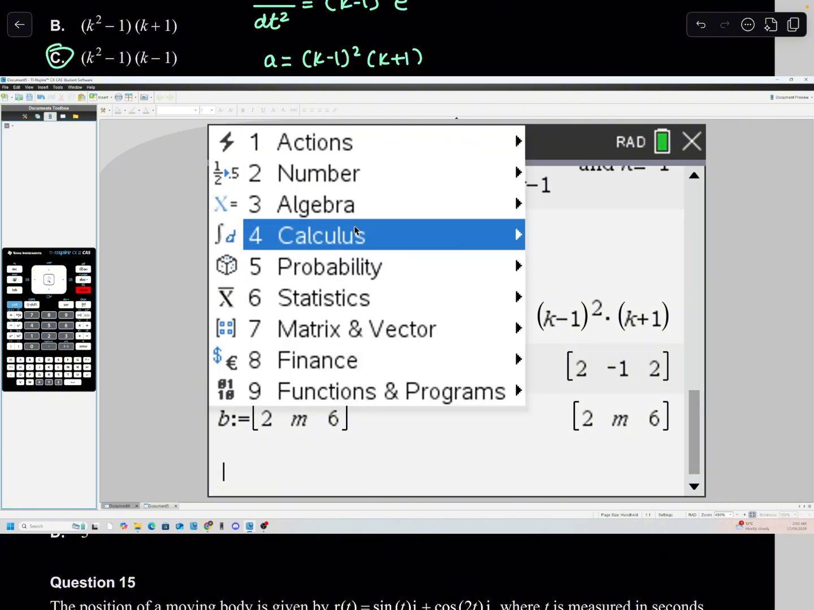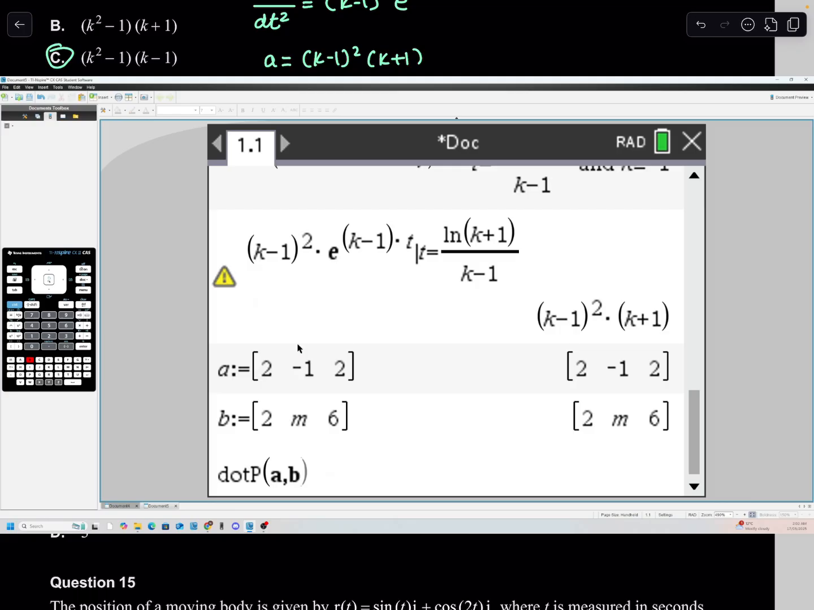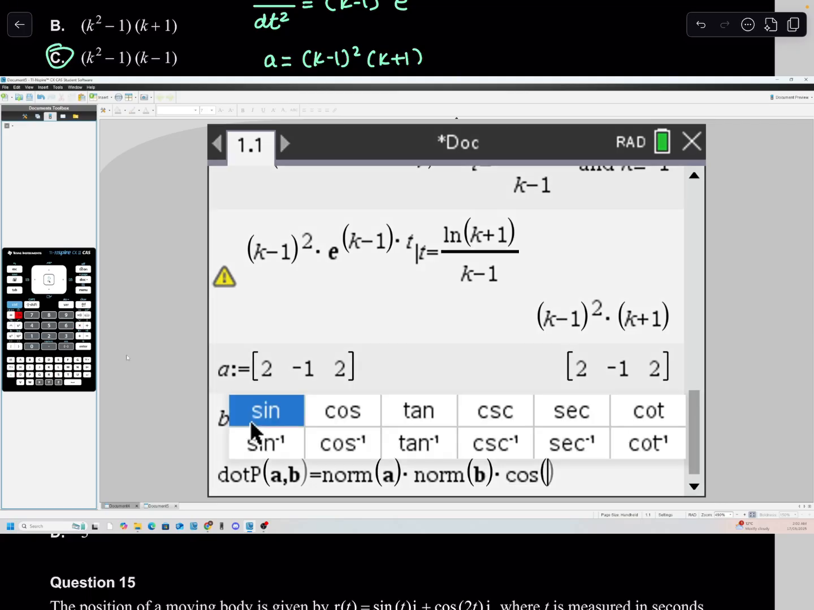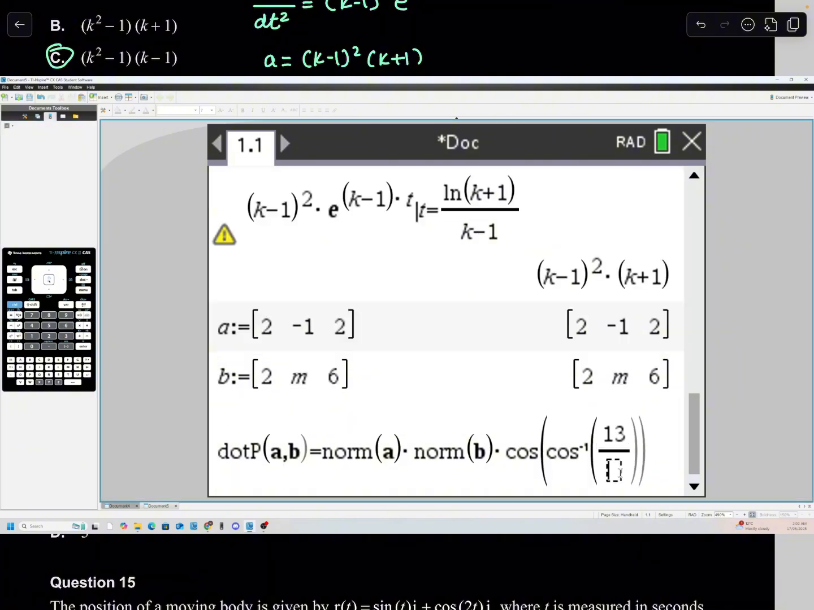So we know the formula is, of course, the dot product, which you can get as the vector dot product of a and b. So the product of a and b is equal to the magnitude, you have to write norm of a, times the norm of b, times cosine theta. And our theta angle, they told us, is the cos inverse of 13 over 21. And enter, and we get this.